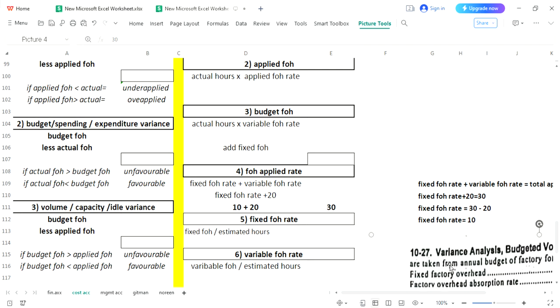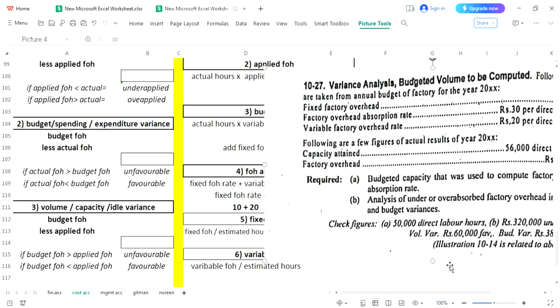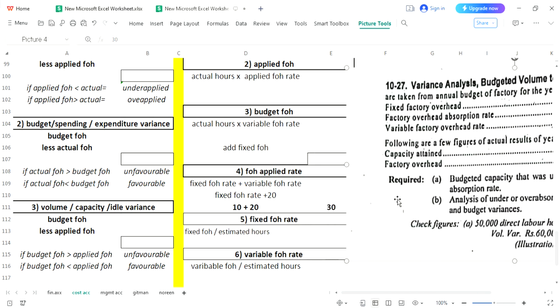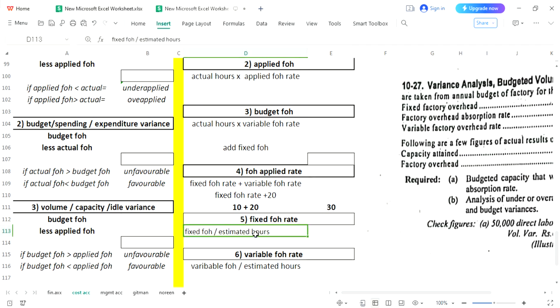Alright, now next procedure we will see. We have just read the first line and we have proceeded. Following are figures in actual. This is actual hours and actual FH. Okay, we will use it. First requirement is budgeted capacity that was used to compute factory overhead absorption rate. Now he wants us to calculate the estimated hours. This was our problem, and this would help us to calculate estimated hours. Please follow this statement. I'm highlighting it.